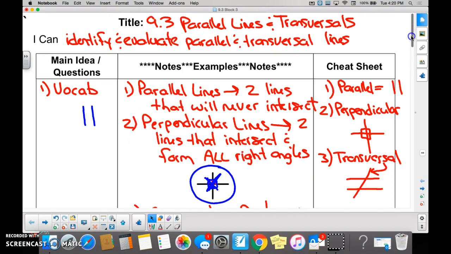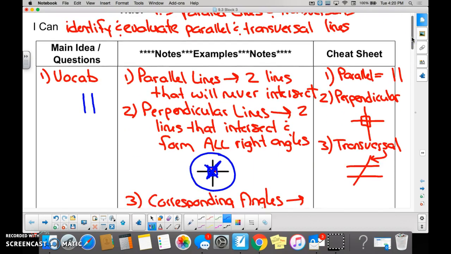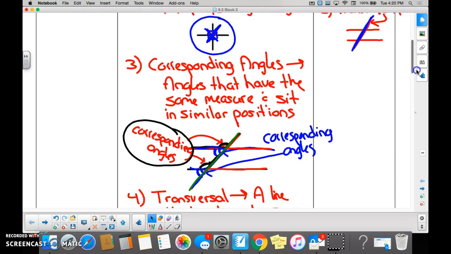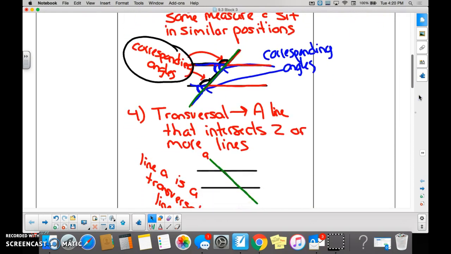In the cheat sheet, I do want you to write this down. There are some symbols for parallel, perpendicular. Parallel, the symbol is two straight lines going up and down. And perpendicular, I'm sorry, I'm not going to talk about symbols yet. Parallel would be two straight lines that never intersect. Perpendicular would be two intersecting lines that form all 90-degree angles. And then a transversal would be a line that intersects at least two lines. So those are your vocab words. That's your cheat sheet. Ignore what I said about symbols. We'll get to that in a moment.